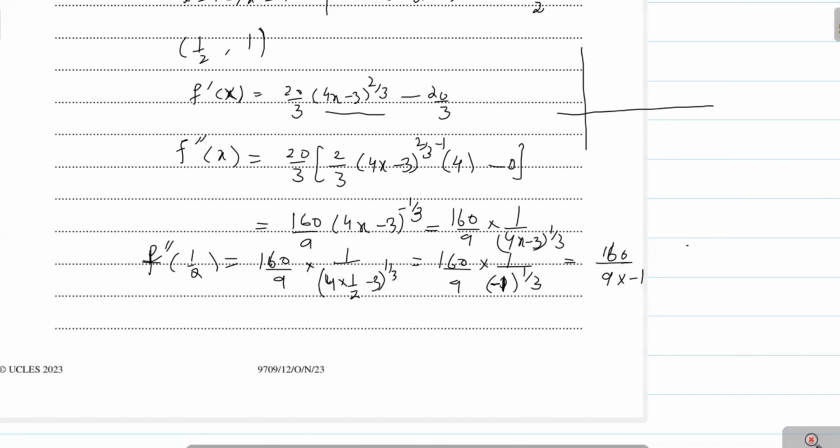This value is less than 0. Therefore, the curve is maximum at x equal to 1 over 2. The curve is at a maximum point.